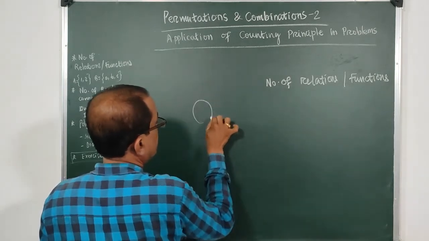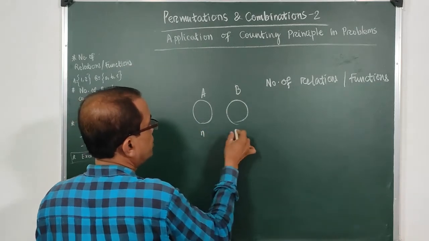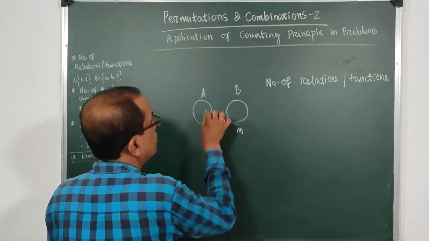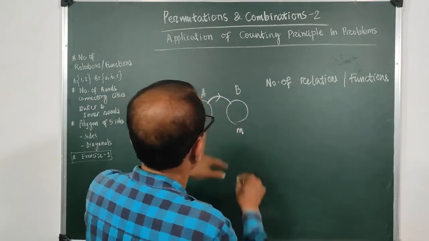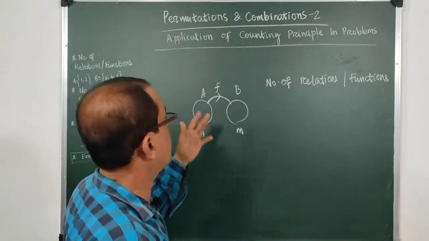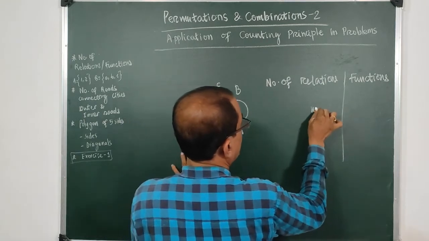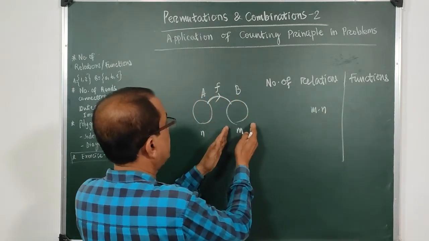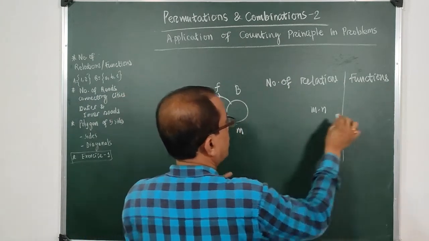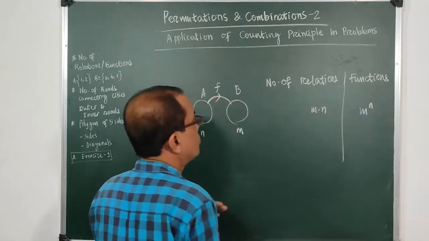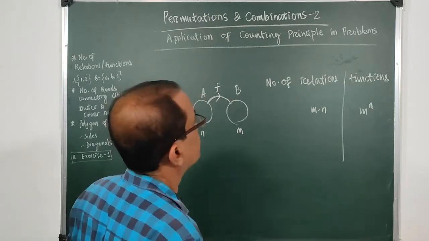When there were two sets A and B, this set contained n elements and this set contained m elements. If a relation was established between them, either a relation or a function, then the total number of relations was m into n, cardinality of the second into cardinality of the first, while the number of functions was m to the power n, the cardinality of the set B raised to the cardinality of set A.